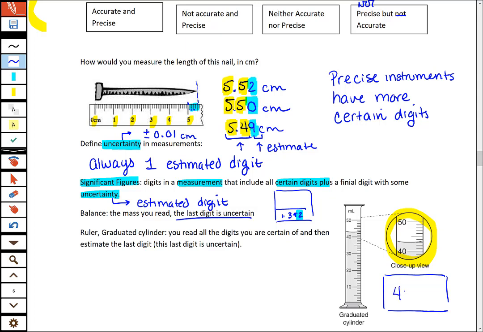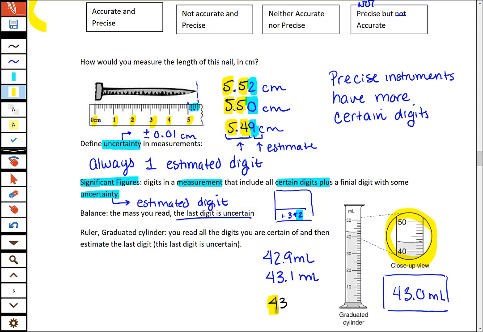All right, I'm ready to compare if you are. So you should get something around 43.0. If you didn't get 43.0, that's fine. You should have gotten something like 42.9 or 43.1. Those would be appropriate. If you just did 43, then you don't have an estimated digit, right?